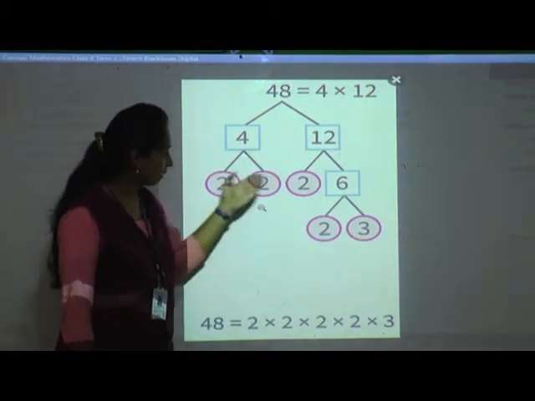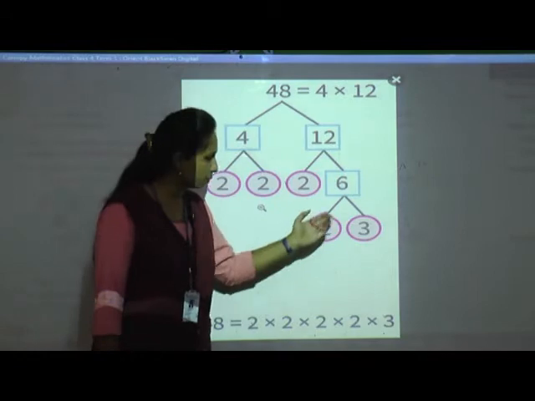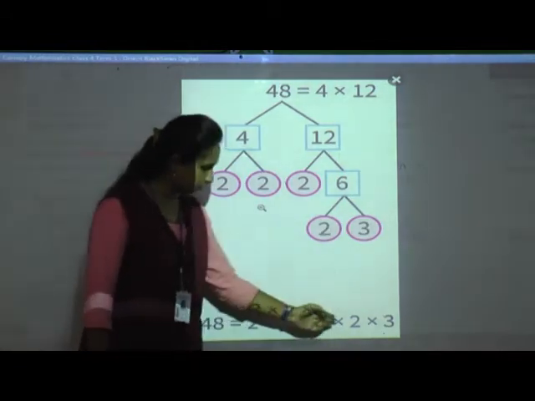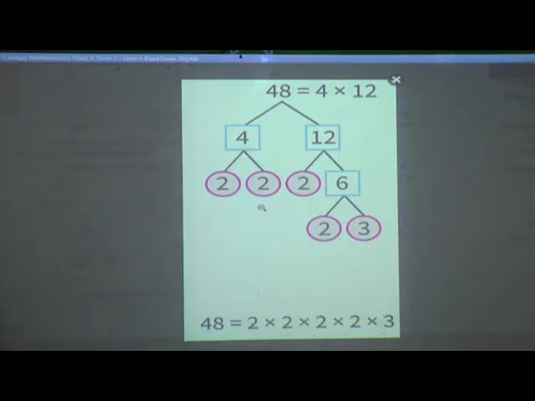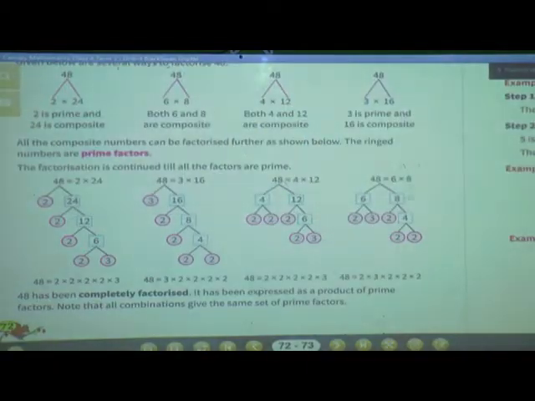Now write all prime numbers together: 2, 2, 2, 2, 3. When you multiply you get again 48. Understood? Now the last one we will see.